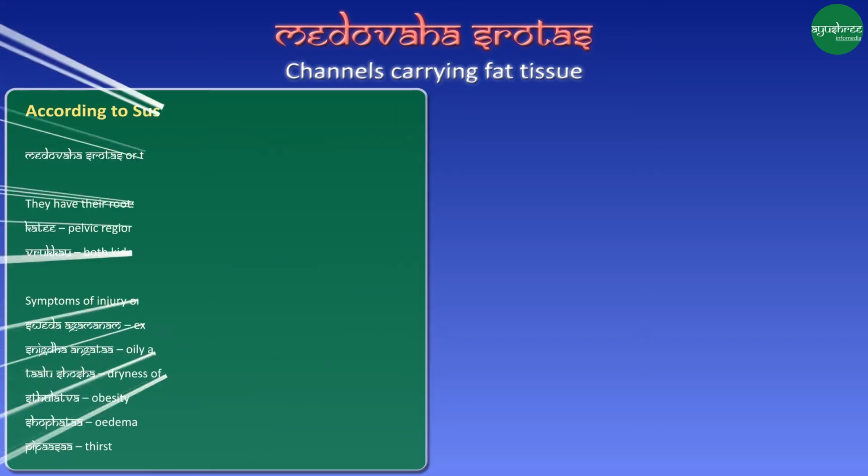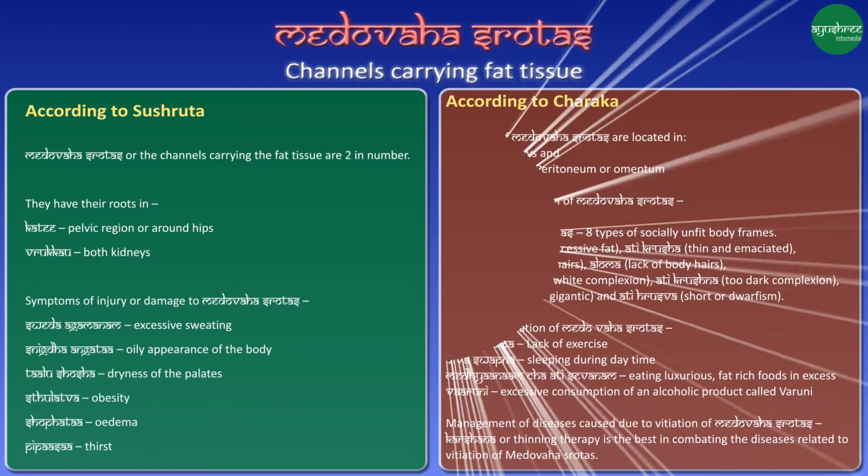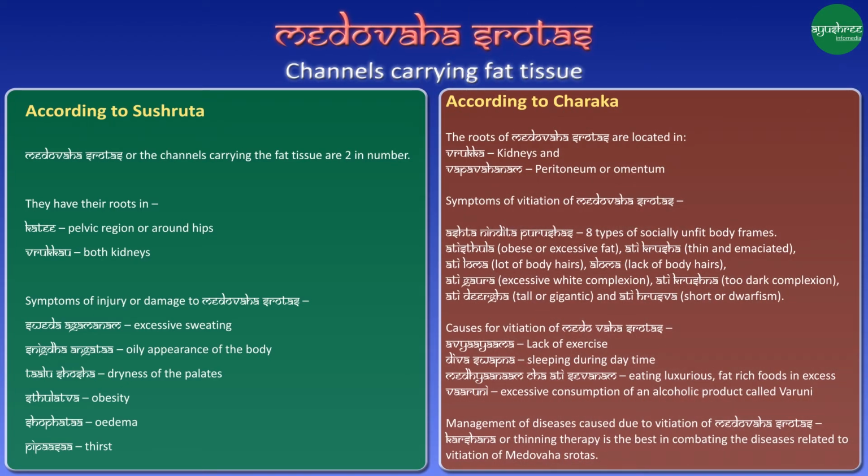According to Sushruta, Medovah Srotas, or the channels carrying the fat tissue, are two in number. They have their roots in Kati, that is pelvic region or around hips, and Vrukka, that is both kidneys. Symptoms of injuries or damage to Medovah Srotas: excessive sweating, oily appearance of the body, dryness of the palate, obesity, edema, thirst, etc. According to Charaka, the roots of Medovah Srotas are situated in kidneys and peritoneum or omentum.